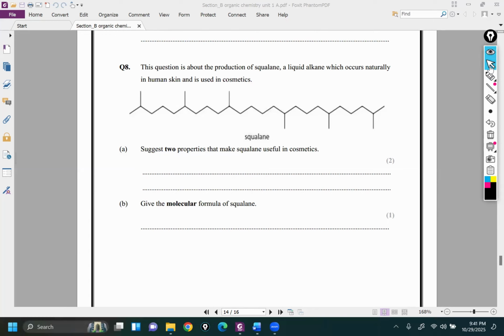The molecular formula of squalane. This is an alkane. The alkane general formula is CnH2n+2. Just count the number of carbon atoms, but be careful, don't rush: 1, 2, 3, 4, 5, 6, 7, 8, 9, 10, 11, 12, 13. Total are 30 carbons. If carbon is 30, hydrogen will be 2 more than its double. The double of 30 is 60. So 60 plus 2 will be 62. It's an easy question.